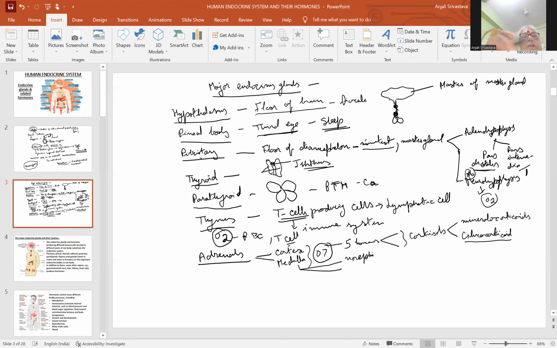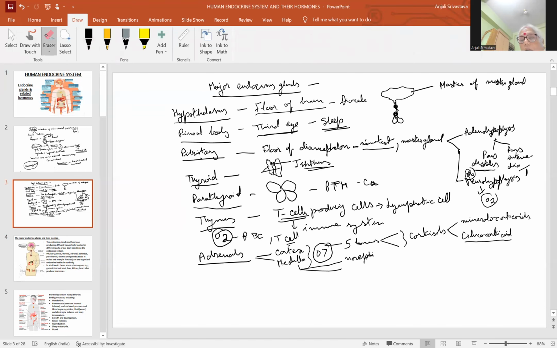adrenaline and noradrenaline. Noradrenaline is also called norepinephrine, the term norepinephrine is also there. So this is the adrenals.